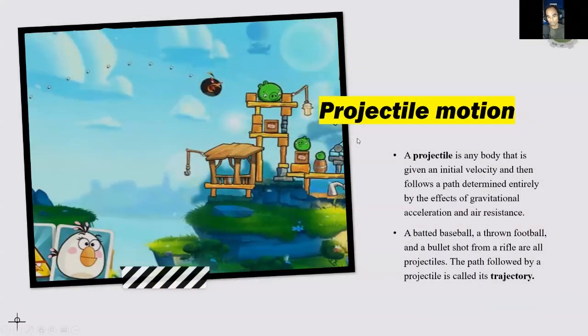What is projectile motion? A projectile is a body that is given an initial velocity, meaning a ball has been kicked, and then follows a path determined entirely by the effects of gravitational acceleration and air resistance.